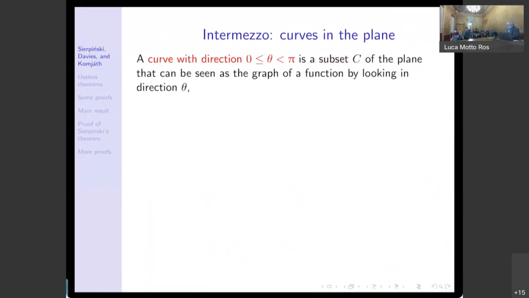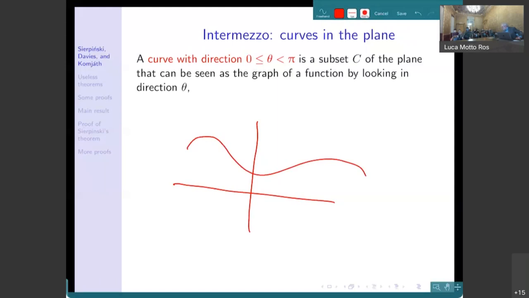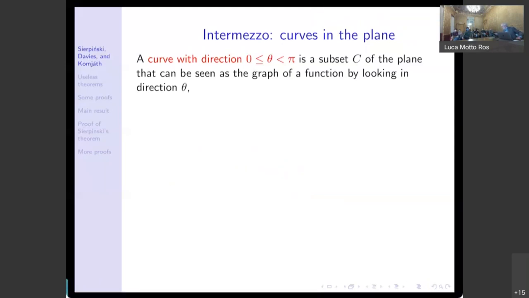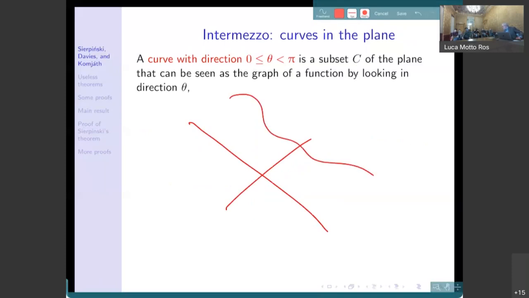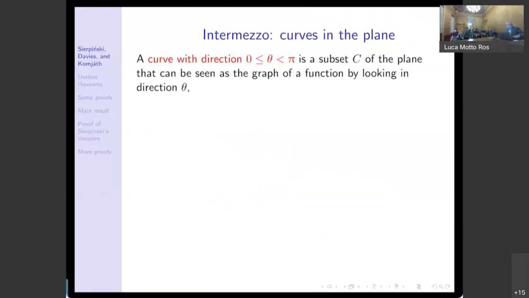So, a little intermezzo: curves in the plane. What is a curve? A geometer would probably cringe at this definition, because curves should be continuous. I dislike this definition, but I think it's a reasonable compromise given the situation. Any graph of a function, although it may be split differently, I call a curve. On top of that, if you rotate it and take the axis like this, anything like that is a curve. And this line here is called the axis. This is the axis. Okay? The curve, or the direction.